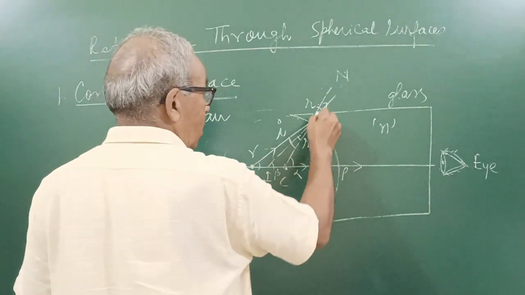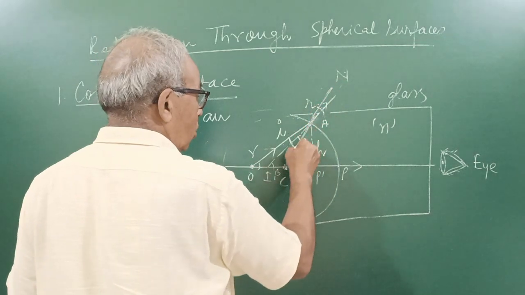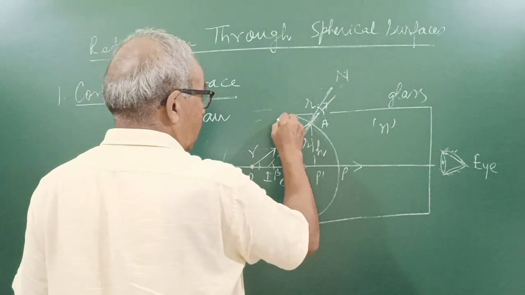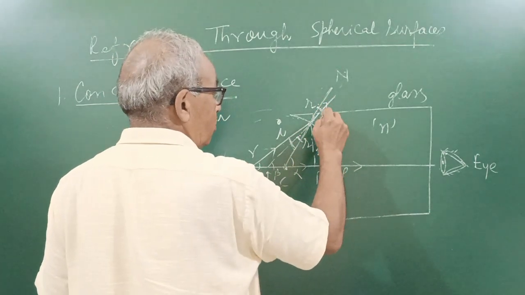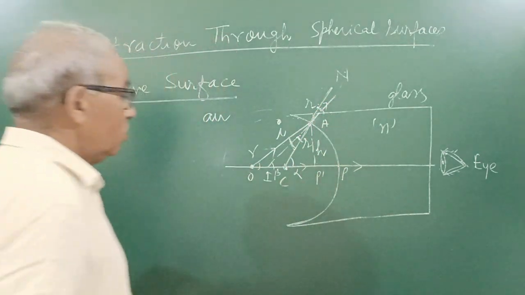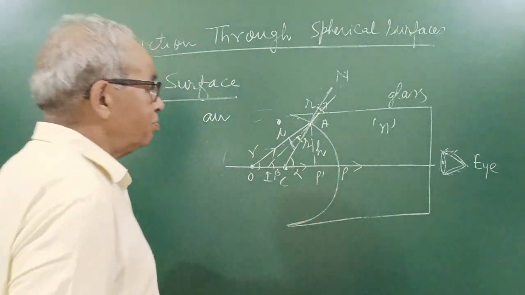This is the angle between the incident ray and the normal. It is called the angle of incidence. This is i. This is the angle of refraction. Vertically opposite angles are equal. This is the pole. Now point A is taken.